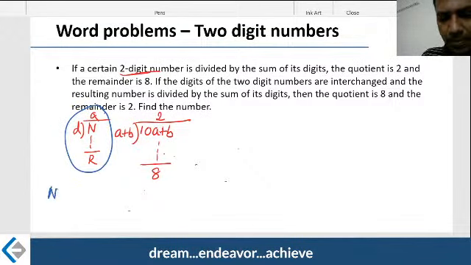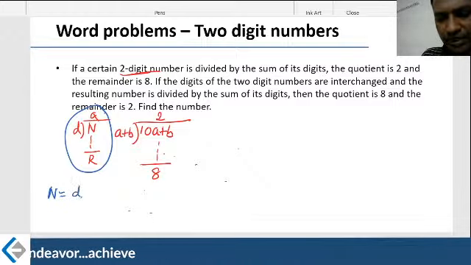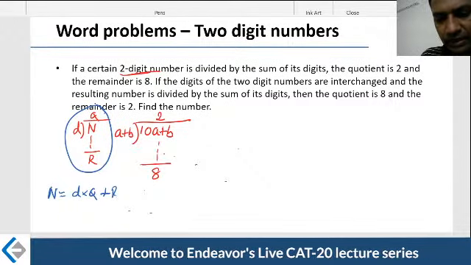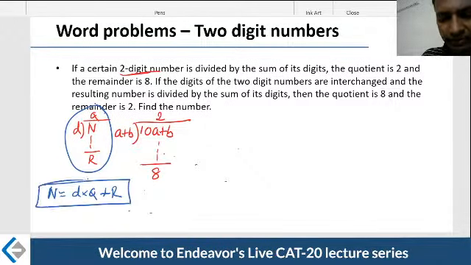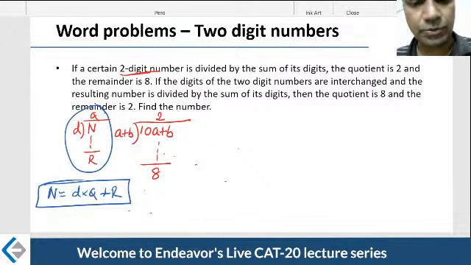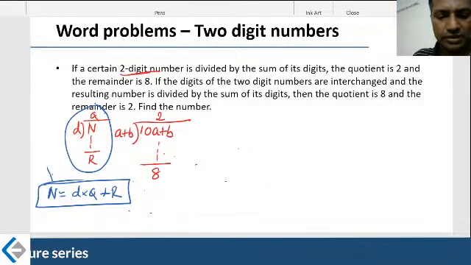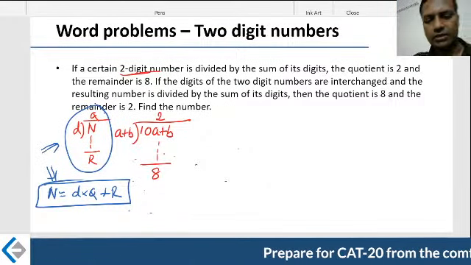From here you say that the number is equal to divisor times quotient plus remainder. Division algorithm, where do you learn it? Class 5. Class 4 or class 5 is the first time you learn this. I'm sure by the time you become 10 years old, you will learn this division algorithm. This is the division and this is the division algorithm.